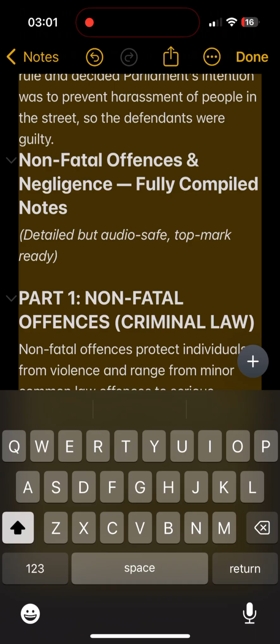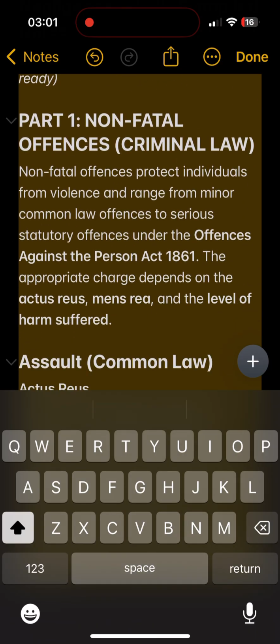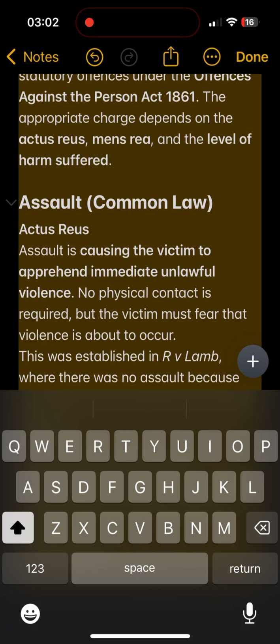Non-fatal offences, fully compiled notes, detailed but audio safe. Top mark ready. Part 1, Non-Fatal Offences. Criminal law. Non-fatal offences protect individuals from violence and range from minor common law offences to serious statutory offences under the Offences Against the Person Act 1861. The appropriate charge depends on the actus reus, mens rea, and the level of harm suffered.